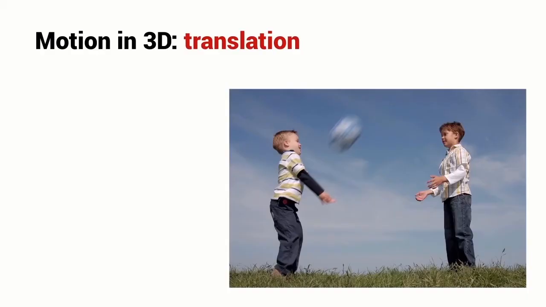In previous lectures we've talked a lot about the position and orientation of objects in the world. In this lecture we're going to talk about the rate of change of position and the rate of change of orientation. We're going to talk about velocities.